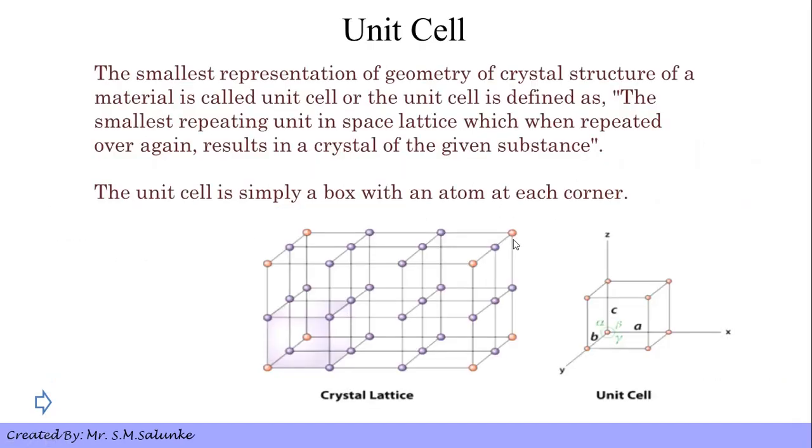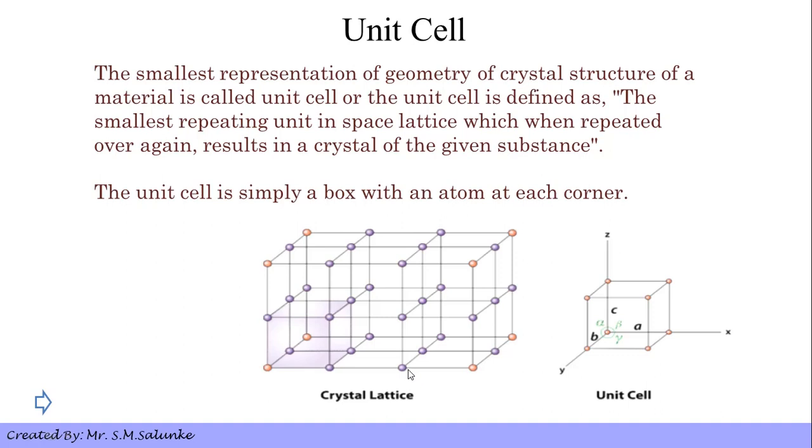Now let's discuss what exactly a unit cell is. The unit cell is the smallest representation of geometry of a crystal structure. The smallest repeating unit in a space lattice, which when repeated over and over again results in a crystal of a given substance, is called a unit cell. This is the unit cell that we will be studying, a cubic unit cell. It has 8 vertices with atoms at each of its 8 corners and having 6 faces or 6 planes. This unit cell, when repeated multiple times, gives us a crystal lattice or crystal structure.